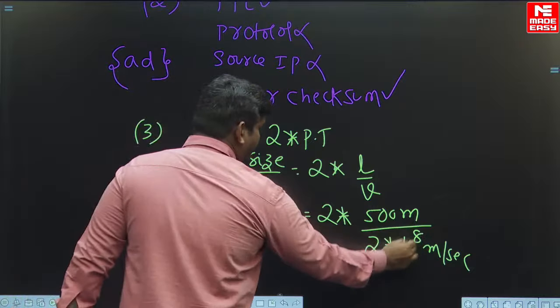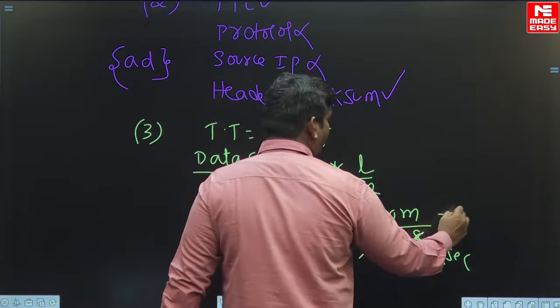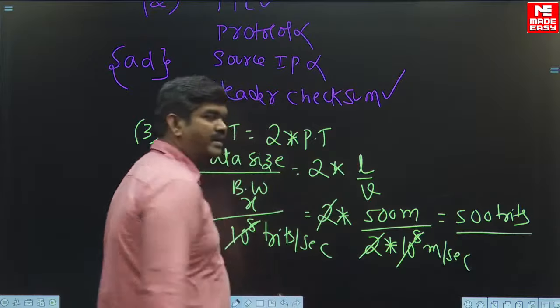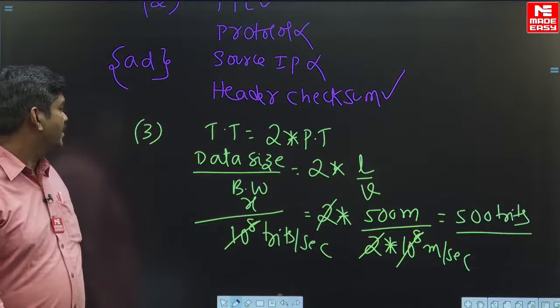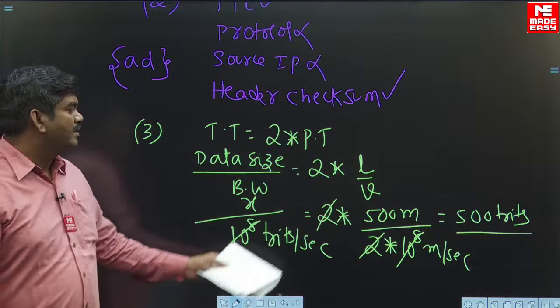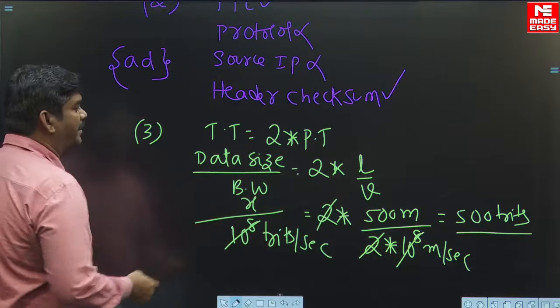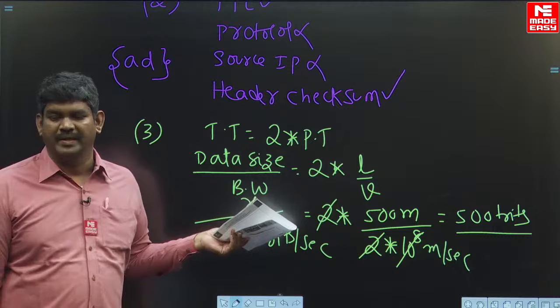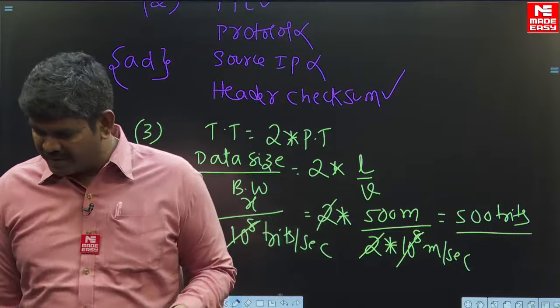If you cancel these values, this 2 and 2 will cancel. So what is the answer? 500 bits is the answer. All the questions they have asked are direct questions. This is regarding the protocol IEEE 802.3, or you can also call it CSMA/CD.